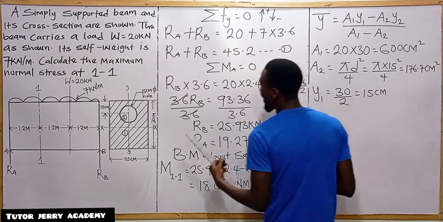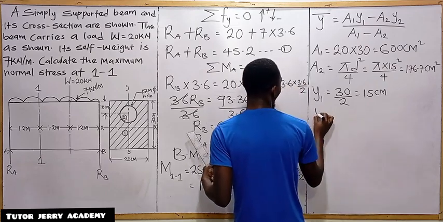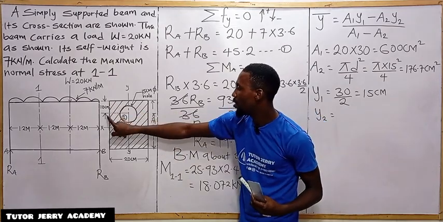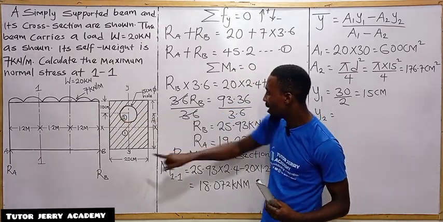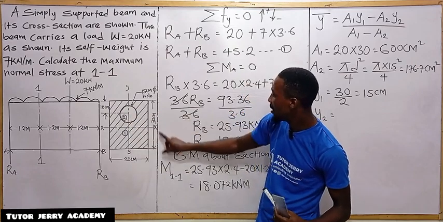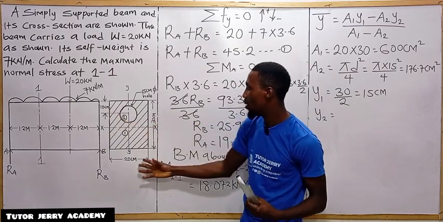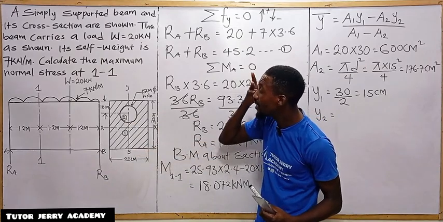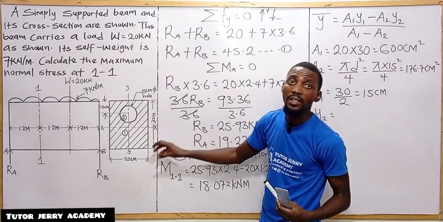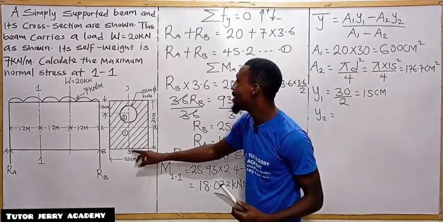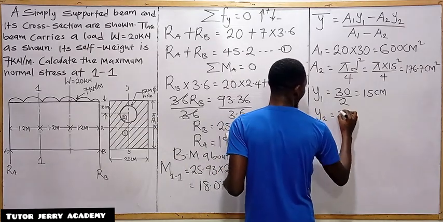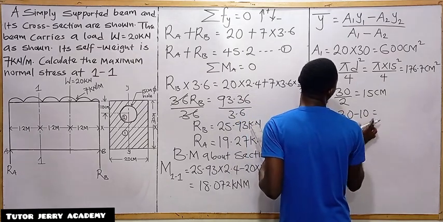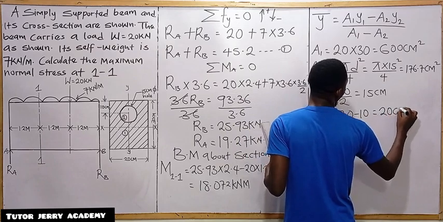All right, and our y2 will be equals to, now don't forget that we are given from this point to this point to be 10, right? So it means that from this point to this point is going to be 30 minus 10, which is 20. So for us to get the center of gravity there is going to be 30 minus 10, which is going to be equals to 20 centimeter.